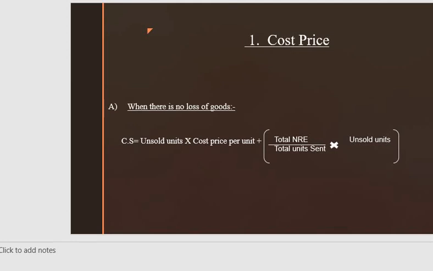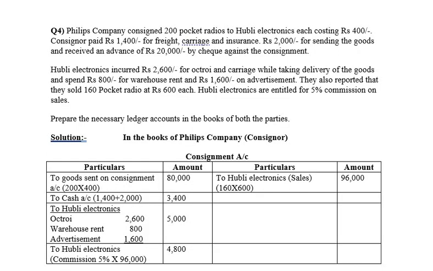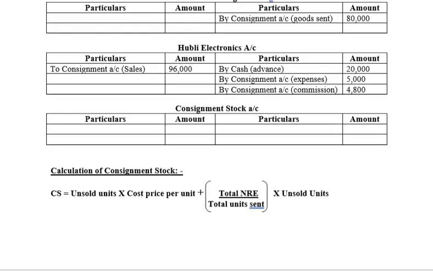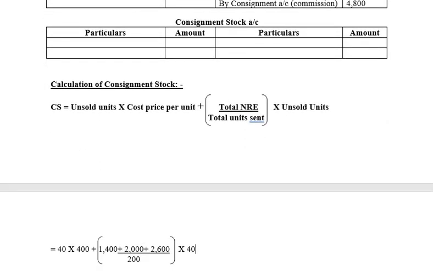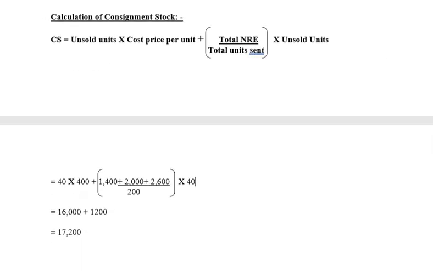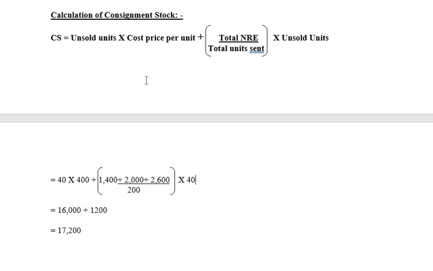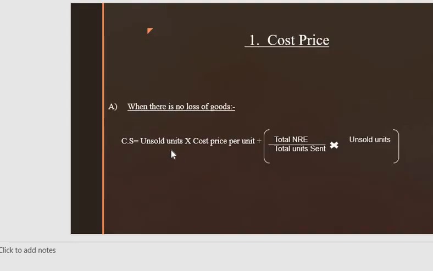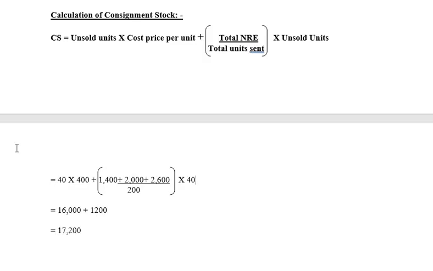So let's put this in the solution. We need to calculate the consignment stock, so calculation of consignment stock. Put the formula we just learned: consignment stock is equal to unsold units into cost price per unit plus non-recurring expenses by both consignor as well as consignee, divided by total units sent, multiplied by unsold units.